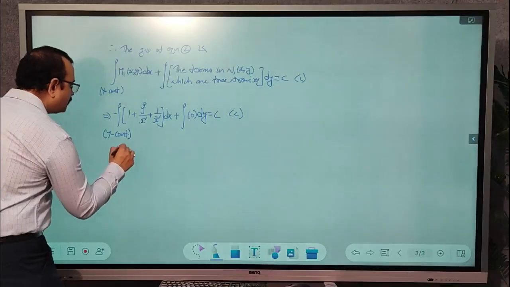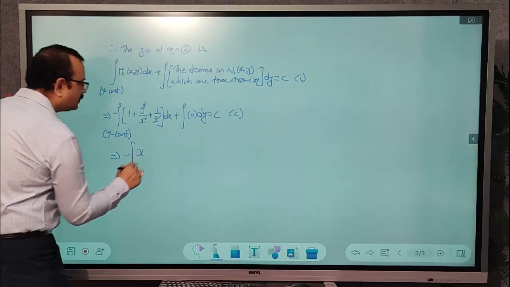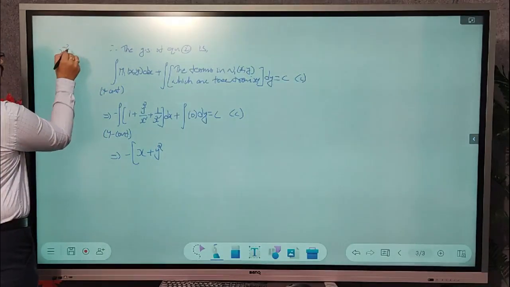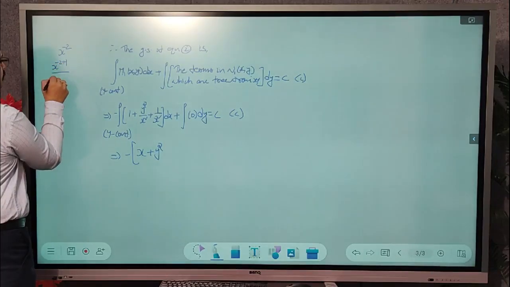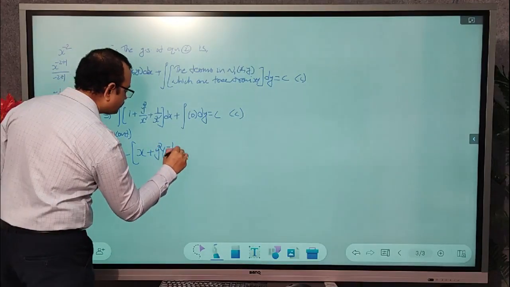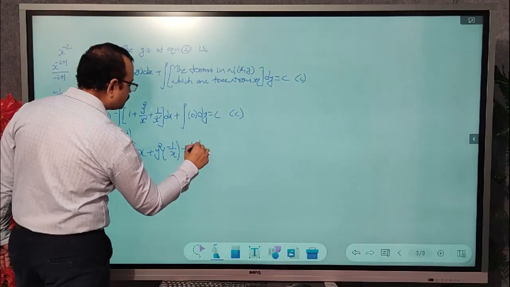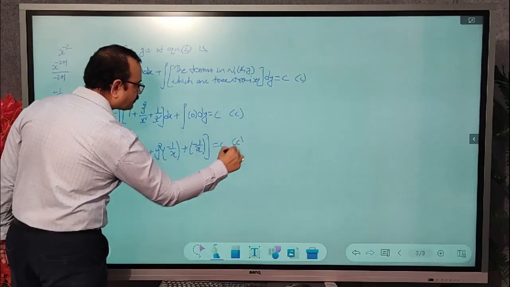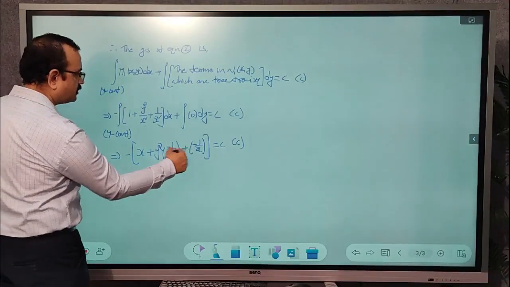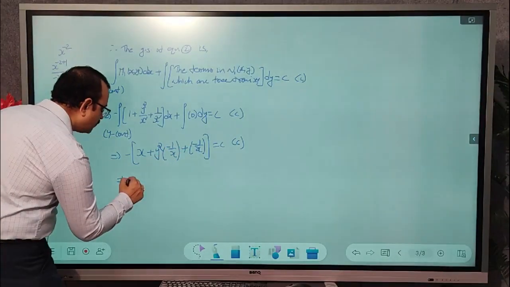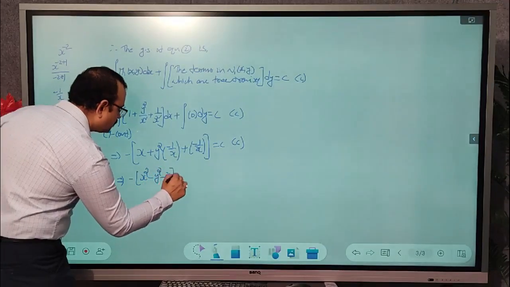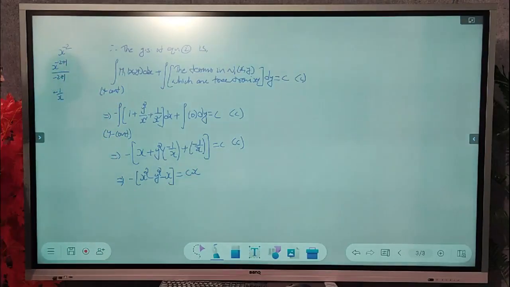So now, integral of 1 means x. Next, y square is a constant, and the integral of 1 by x square we have to calculate. 1 by x square means x power minus 2, so the integration is x power minus 2 plus 1 by minus 2 plus 1, which is minus 1 by x. Similarly the integral of 1 by x square is again minus 1 by x, is equal to c. Now you just simplify this. If you take x as LCM, then we can write minus of x square minus y square minus x is equal to cx.